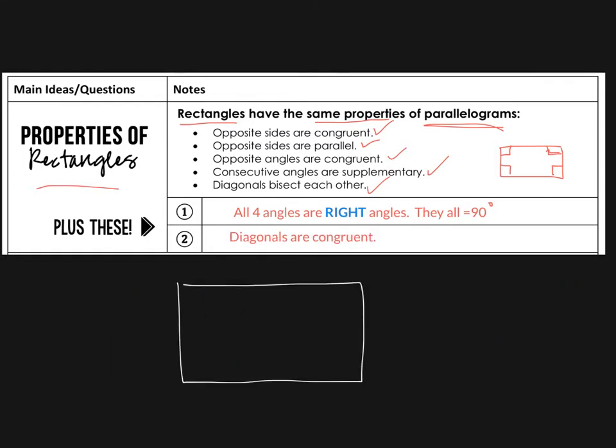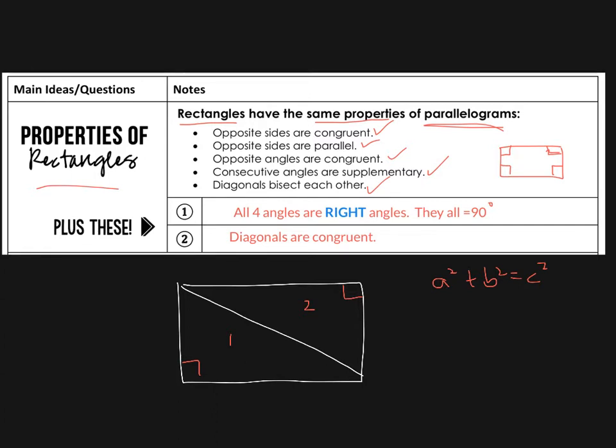Okay, and number two, this is the one that's not so intuitive but should make perfect sense. And that is that the diagonals are congruent. So if we take a look at the rectangle that I've drawn below, and we draw on one diagonal, keep in mind that this is a right angle and that this is a right angle. So I have triangle number one and triangle number two. These are both right triangles. Now let's keep in mind that a squared plus b squared equals c squared, right? The Pythagorean theorem applies for all right triangles.